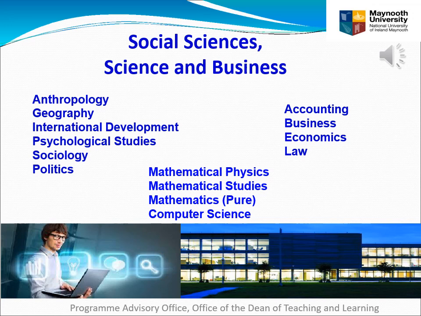The subjects listed on this slide fall under the Social Science or the Science and Business faculty: anthropology, geography, international development, psychological studies, sociology, politics, accounting, business, economics and law, as well as mathematical physics, mathematical studies, mathematics pure and computer science.